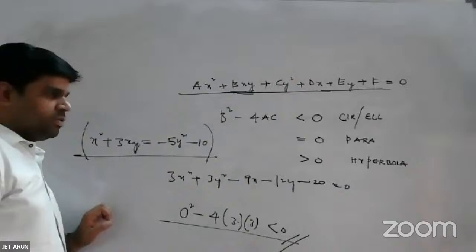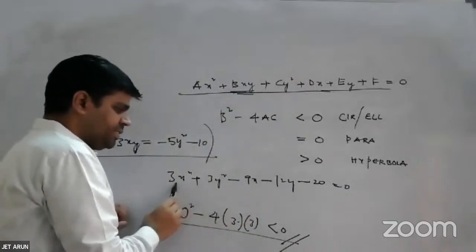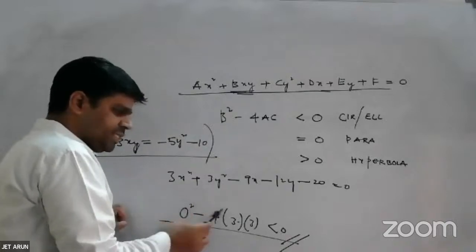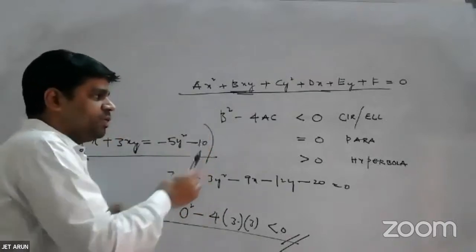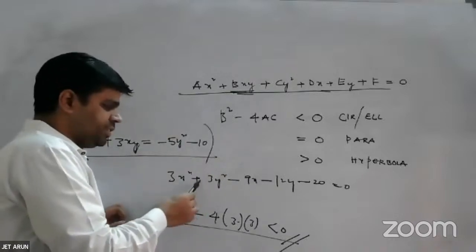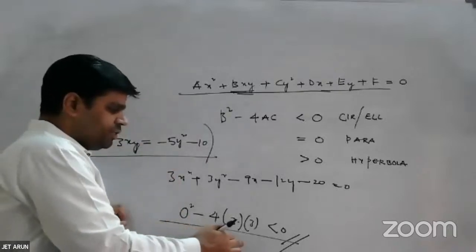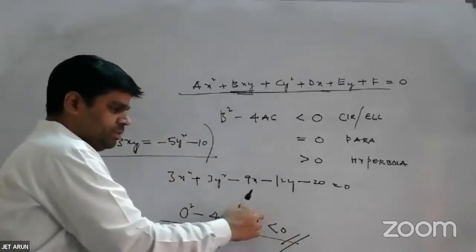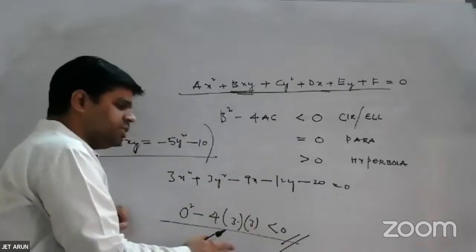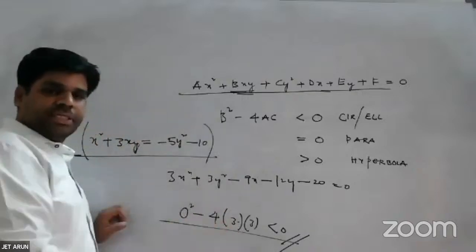So when I give you this equation, I first check whether the discriminant, B square minus 4AC, is positive or negative. B is 0 because the coefficient of xy is 0. Its square is 0, minus 4AC is negative. So this is either a circle or an ellipse. A is equal to C, that's why it's a circle.